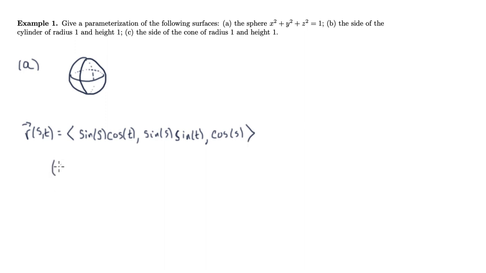Now we need to give the range. So where do these s, t points live? This is what's really important. They live in a rectangle. So for s, this is really like the phi variable, so that's going from 0 to pi. And then for t, that's like theta, that's going from 0 to 2 pi. And so you see, as s and t vary in this rectangle, we're really just getting points on the sphere.